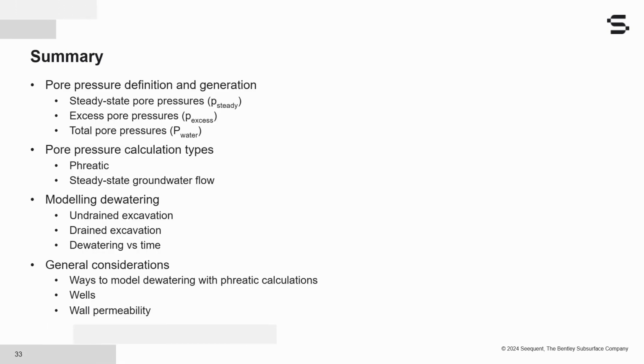So to summarize my presentation, because I think I went a bit overboard, today we have covered the introduction to the topic of construction dewatering. We have seen how the different pore pressures are defined and generated in Plaxis, and the pore pressure calculation types that are available in Plaxis. We have made a distinction between undrained and drained excavations. And finally, we have discussed some general considerations, more specifically some ways to model dewatering using the phreatic calculation, some correct and some incorrect, as well as some dewatering components like wells and drains and how to deal with permeability in walls.